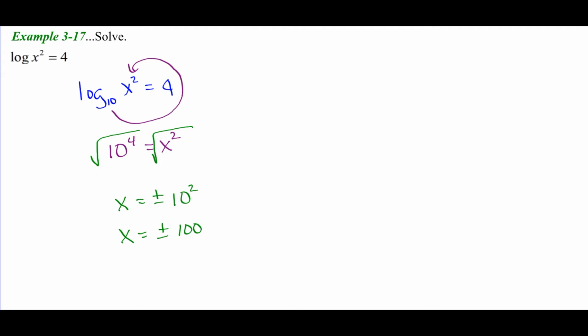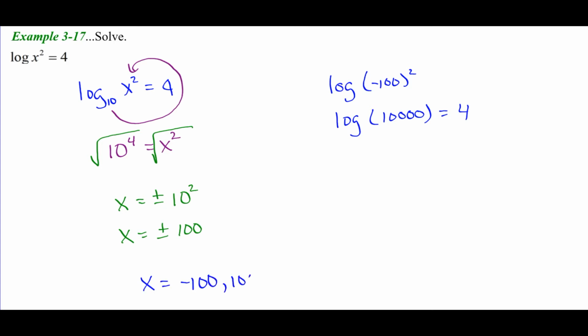Remember, we have to be careful about extraneous solutions here. So when I plug this negative 100 in for x, it's actually still fine, because if we do negative 100 squared, when I square that negative, it's going to become a positive. So this is going to be log of 10,000, which will give me 4. So both solutions are acceptable here, and we get x equals negative 100 or positive 100.